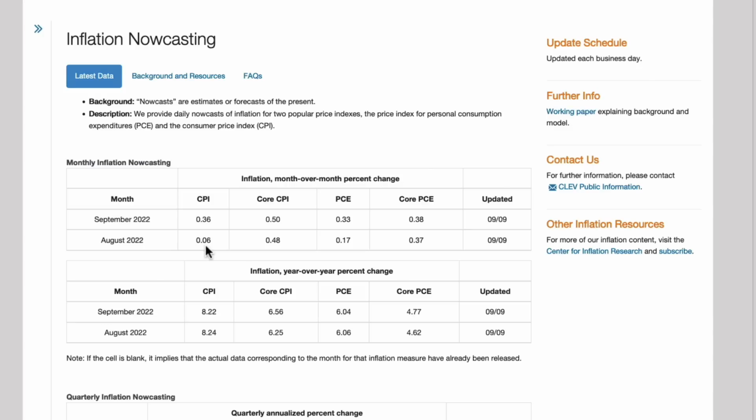0.06, that's the headline. That's very benign. That's almost like 0% month over month. Is the market going to look at that, or is the market going to look past it? Well, you've got to look past two things.